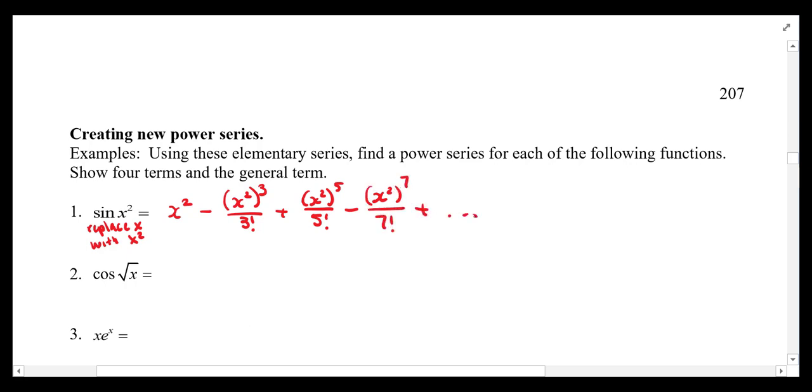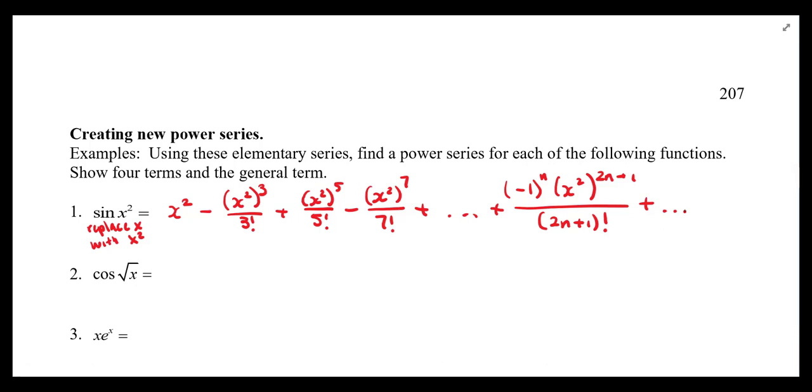And if I were to continue this, don't forget, I can now rewrite the general term as, well, the negative 1 to the power n stays the same. Remember, all I did was replace x with x squared, so x squared to the power of 2n plus 1 all over 2n plus 1 all factorial. And then don't forget plus dot dot dot. Infinite series. Okay? And that's all you need to do. Okay? You can expand it out. You can, but leaving it at this I think is good too.